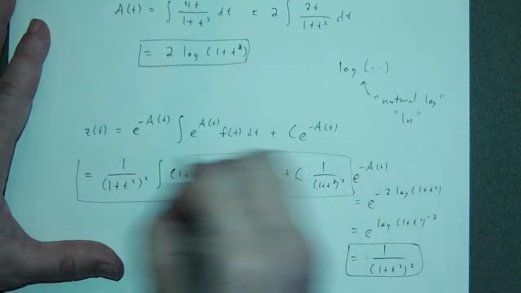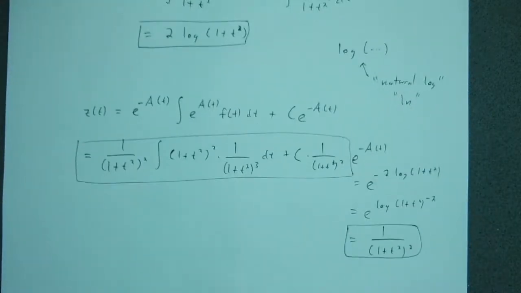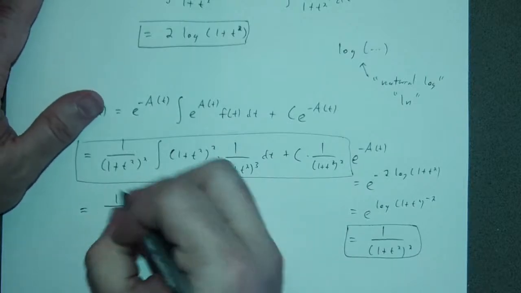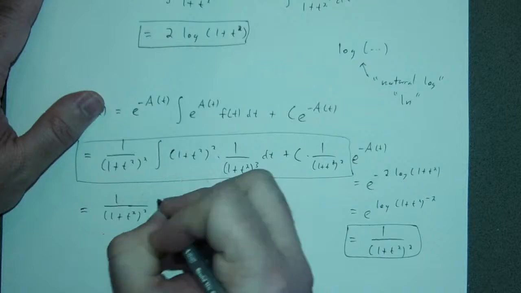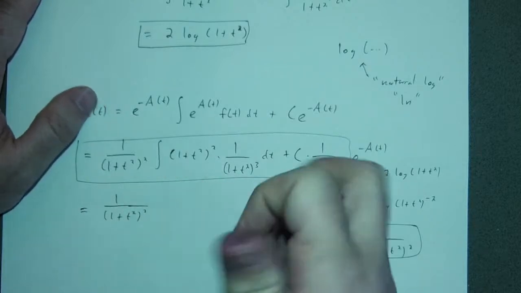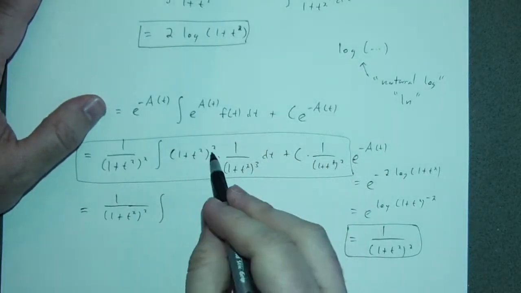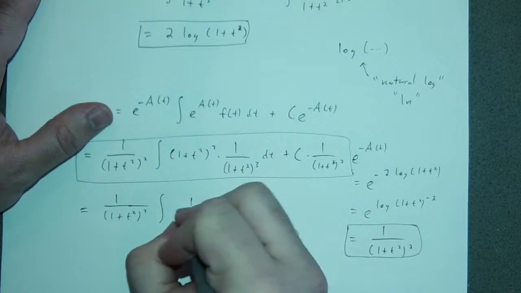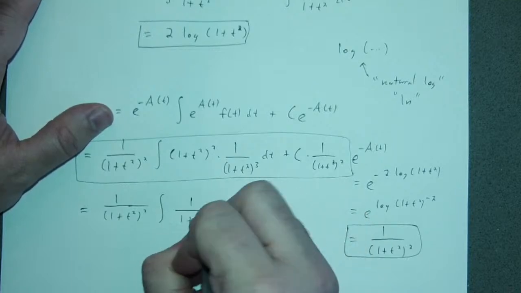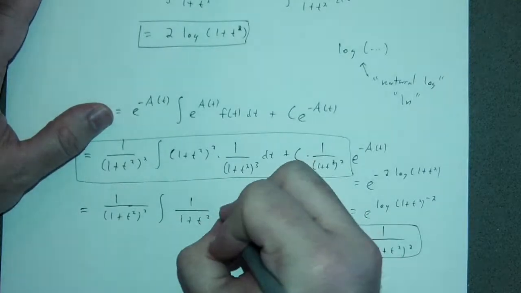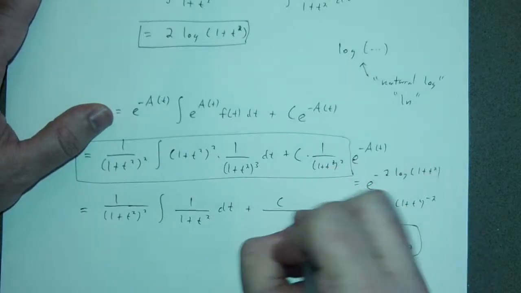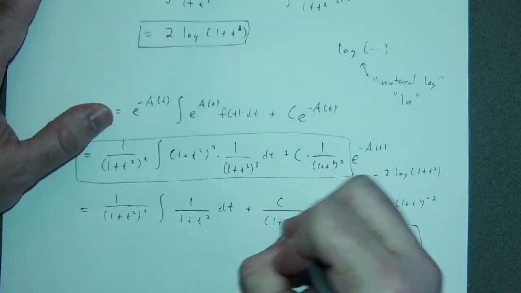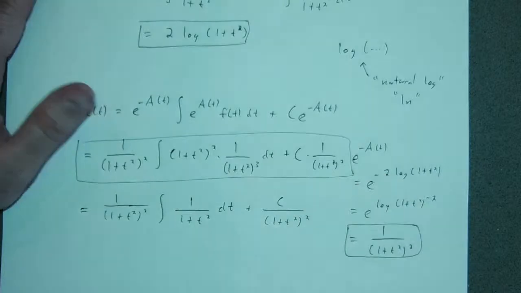Right, so this is what I get. Let's simplify that a little bit. So this is 1 over 1 plus t squared squared times the integral of these cancel. What I'm left with is a single power of that in the denominator. So this is 1 over 1 plus t squared dt plus c over 1 plus t squared squared.